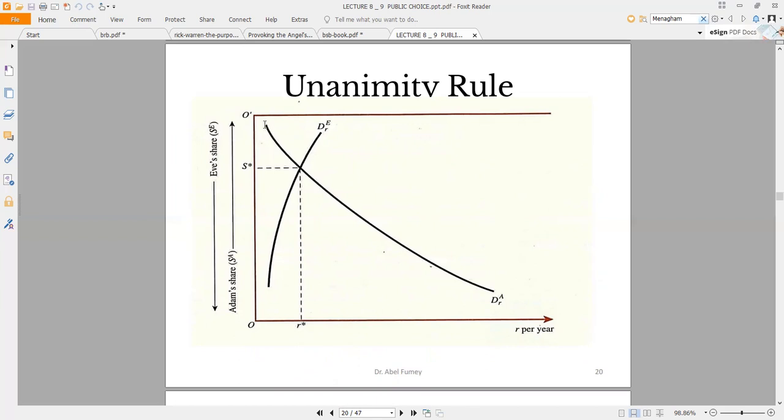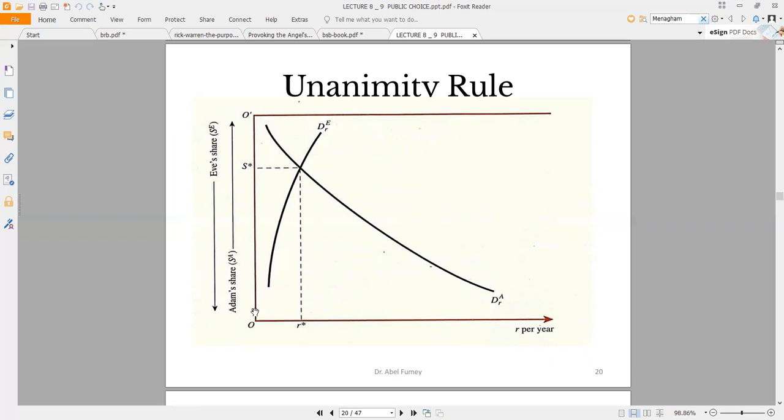So this is his demand curve for this particular street light, and it is showing us the relationship between the tax share and the quantity of street light. Now, for Adam, his tax share starts from 0. Okay, it starts from 0 here.